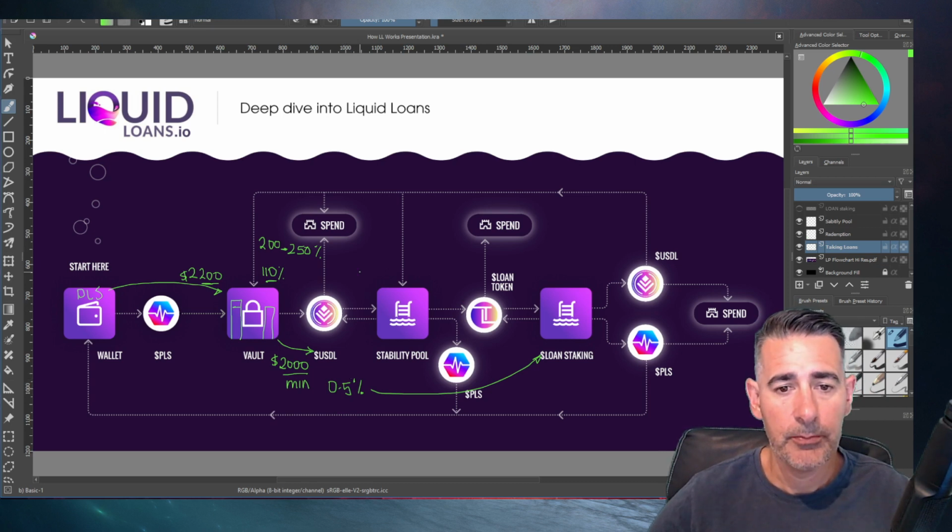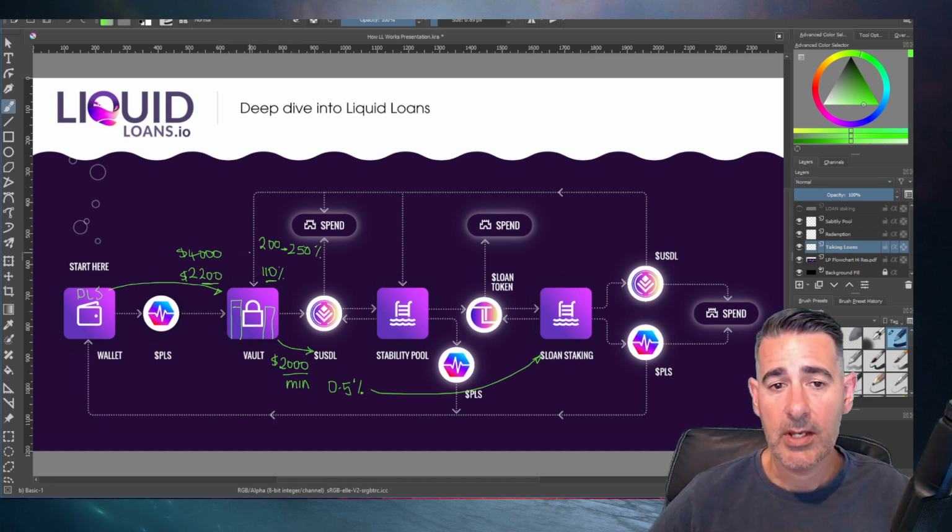So that's really important. Okay, so we said the minimum you can take out is $2,000, which means the minimum amount of collateral value you'd have to deposit initially would be $2,200 to get you to that 110 ratio. Now we recommend you go up a little bit more, so you're probably talking where you need to put in as a minimum $4,000 worth of collateral to withdraw that $2,000 amount.